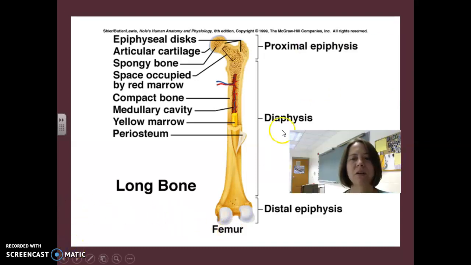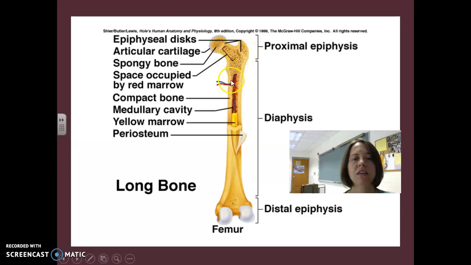So in this femur, we have the proximal epiphysis up here, the diaphysis, and then the distal epiphysis down here. And in the epiphyseal plate, this is where the active growth is occurring. And then covering the articulating surface is articular cartilage. And then in the epiphysis, there is spongy bone. And we know that spongy bone is where red marrow and where blood cell formation occurs.